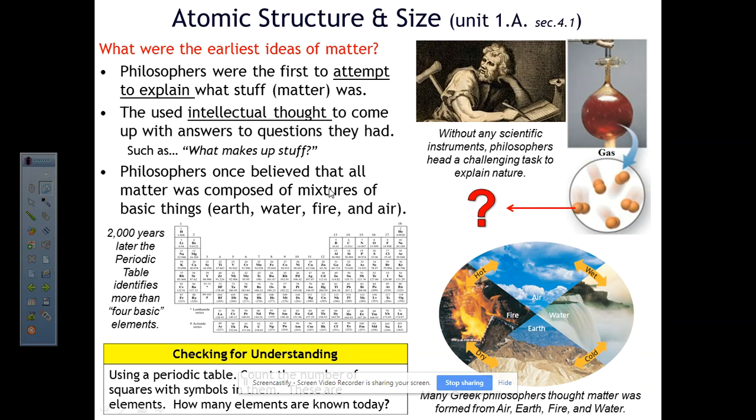Philosophers once believed that matter, these objects here, were really composed of just four things. We have earth, water, fire, and air. But nowadays, 2,000 years later, we have a periodic table that identifies more than four basic elements.